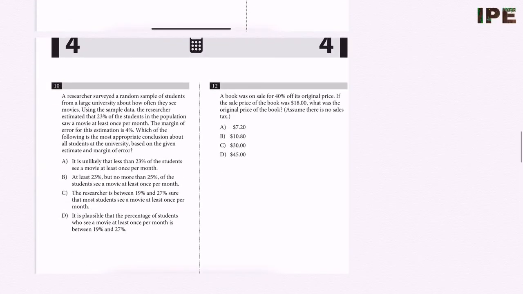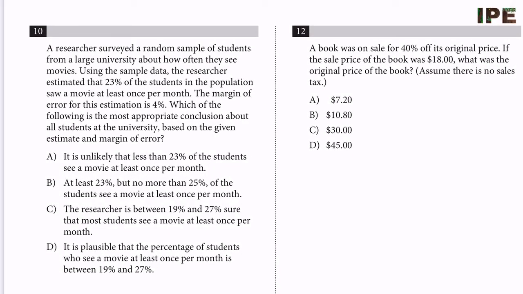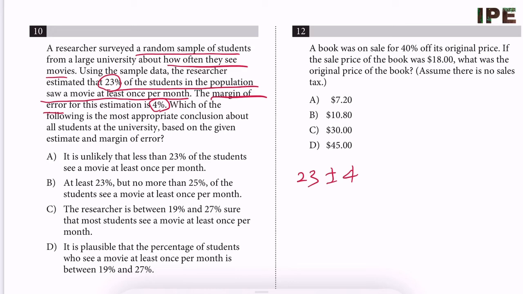Next problem. Number 10. A researcher surveyed a random sample of students from a large university about how often they see movies. Usually we use random sampling for a survey, right? The researcher estimated that 23% of students in the population saw a movie at least once per month. The margin of error is 4%. You have to understand what margin of error is, right? If it's 23% and the margin of error is 4%, that means 23% plus or minus 4%. So 19% to 27%.